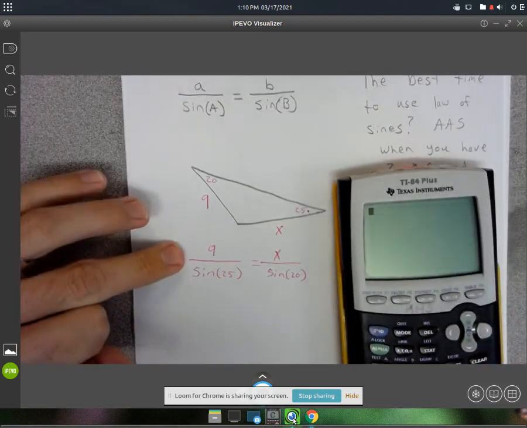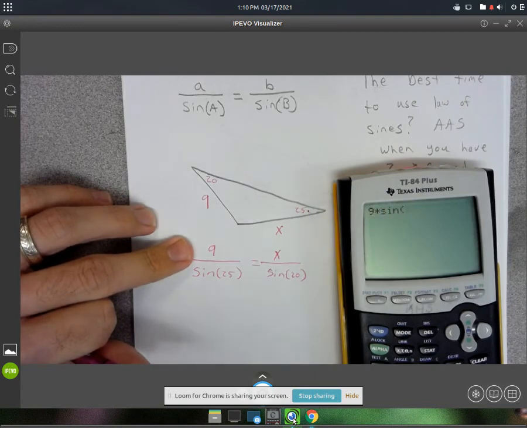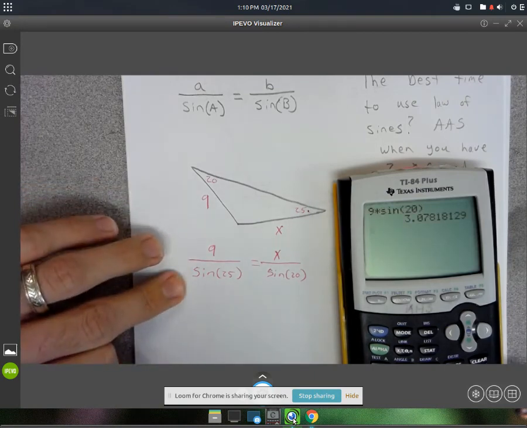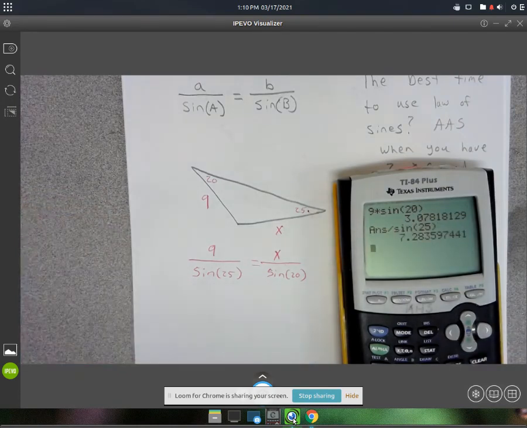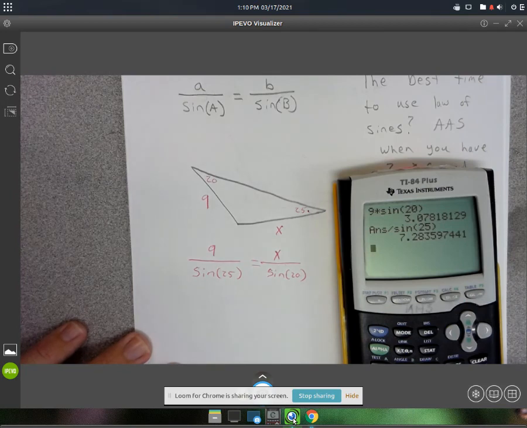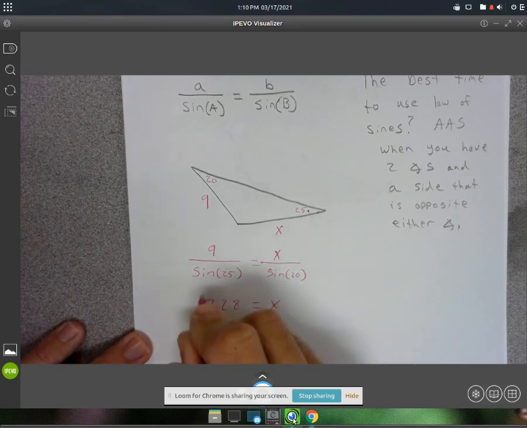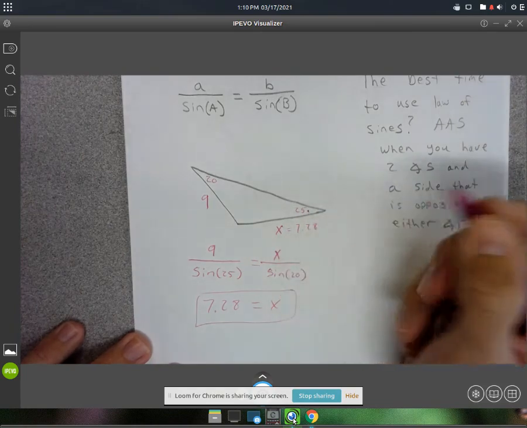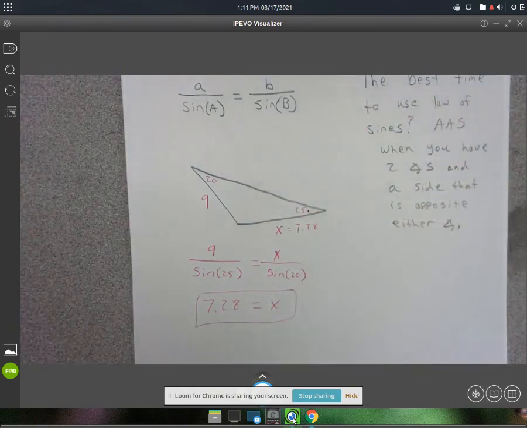So if I do 9 times the sine of 20, I'll take whatever answer that is and divide it by the sine of 25. And that's it. x would equal 7.28. All right, 7.28 is equal to x. And if I wanted to, I could go ahead and solve for this other one too.